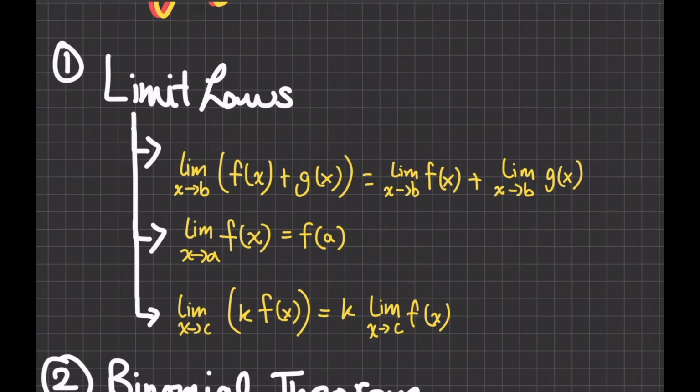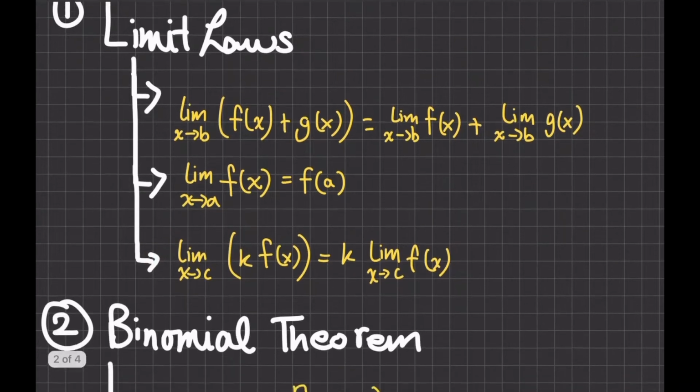Last law you need to know is that the limit of f of x as it goes to c, times a constant k, is the same thing as k times the limit. Because k is not being altered by x, k can simply be taken out of the limit and placed like this, and the limit will remain true.